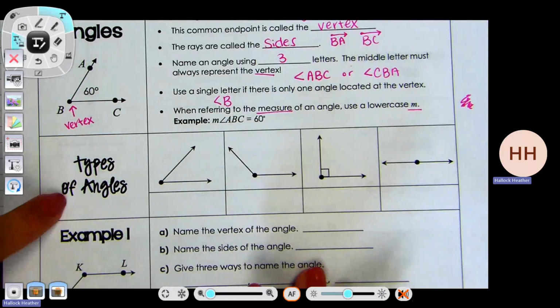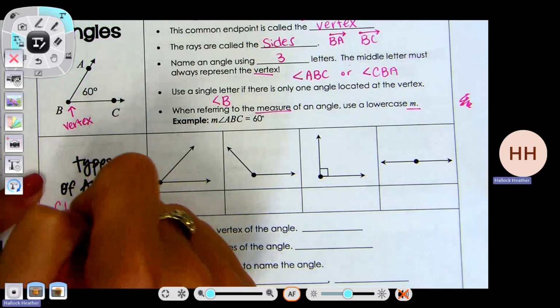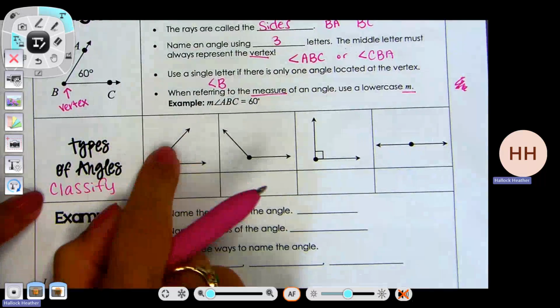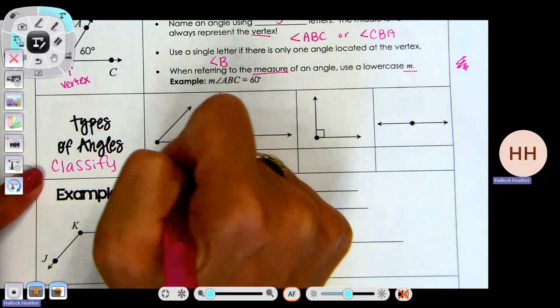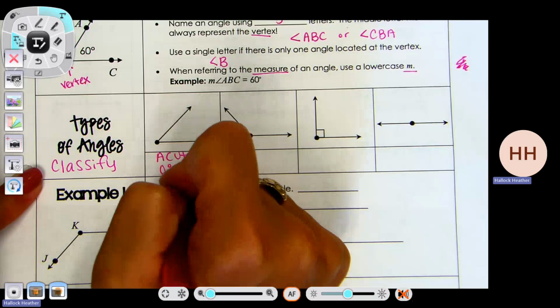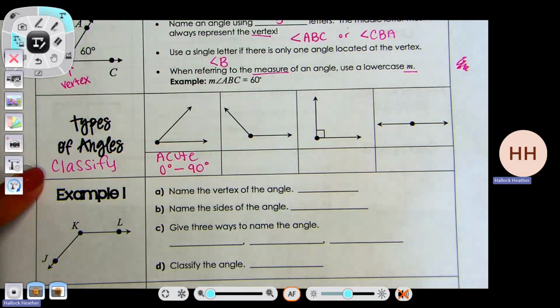Okay. So for the types of angles, this is if they ask you to classify something. If they want you to classify the angle, it's basically the type. In middle school, we learned about this. What kind of angle is this? It's acute. An acute angle is less than how much? 90 degrees. Good. It's less than 90, so we're going to say between 0 degrees and 90 degrees. It's not 0 because then it would be nothing. It's not 90 because then it would be a right angle.